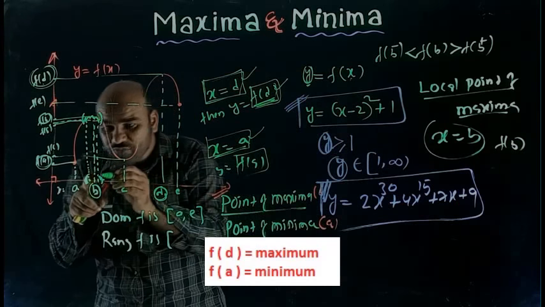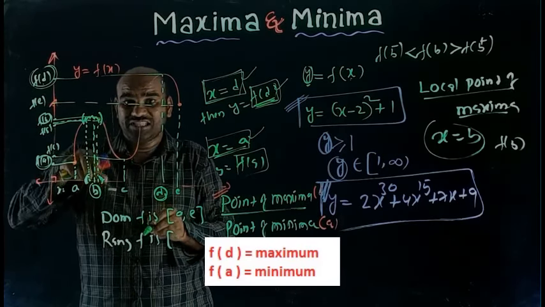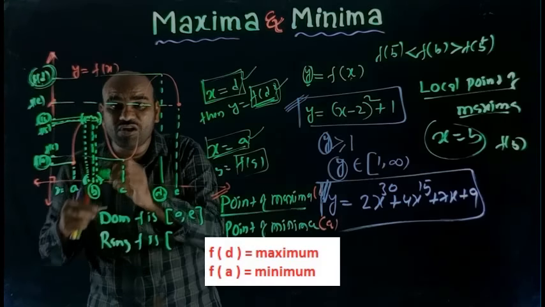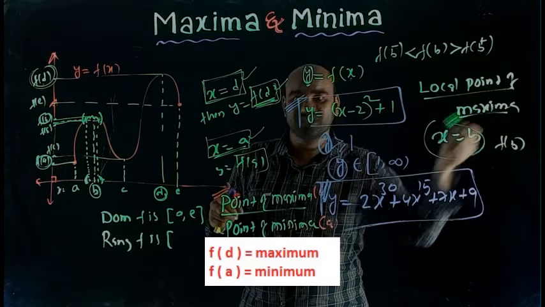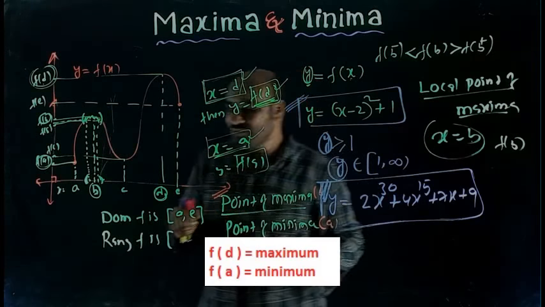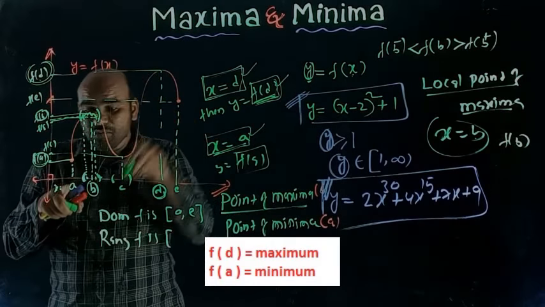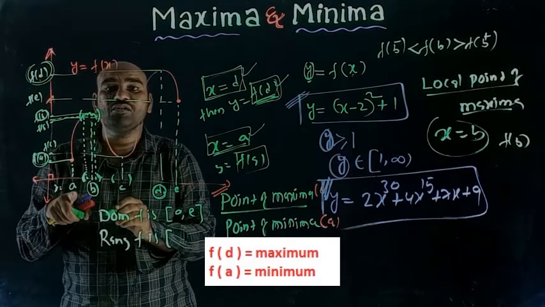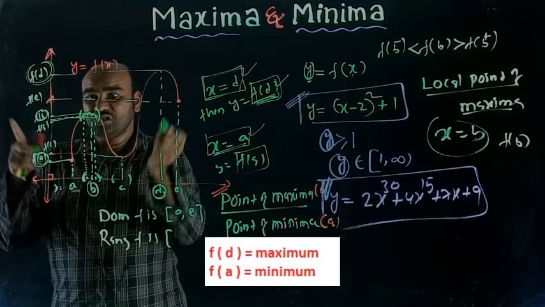Local means in the neighborhood of b only you are searching. In the neighborhood of b, the maximum output is f of b only. That's why x equal to b is called local point of maxima. Understood? Similarly, the point of global minima is x equal to a. X equal to a is giving the absolute minimum.